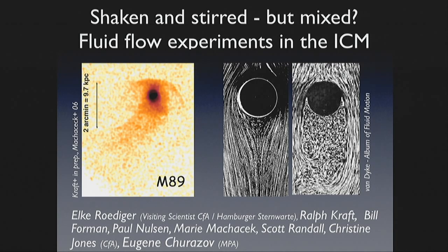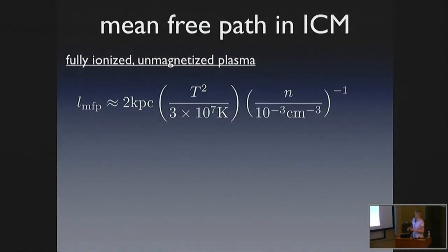And the difficulty lies in the complexity of the interactions between the charged particles in the ICM and the magnetic fields in the ICM. And in very short, the story goes like this. The ICM is a fully ionized plasma, and if it was not magnetized, you can sit down and work out the mean free path, and it turns out to be pretty long. I plugged in some typical numbers here, and it's strongly dependent on the temperature, and we get numbers around a few kiloparsec. And that reaches the size of galaxies.